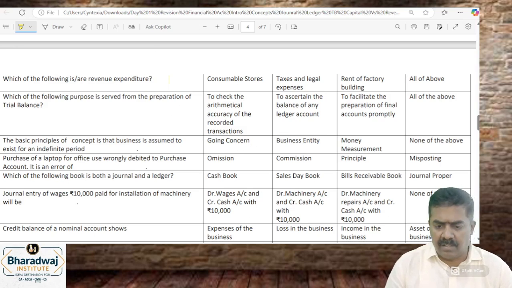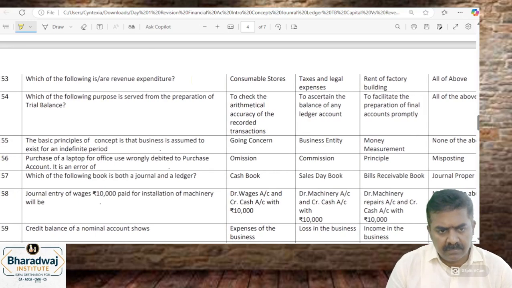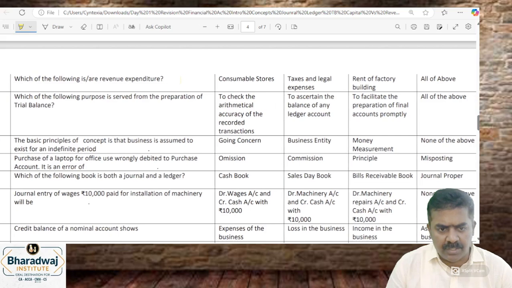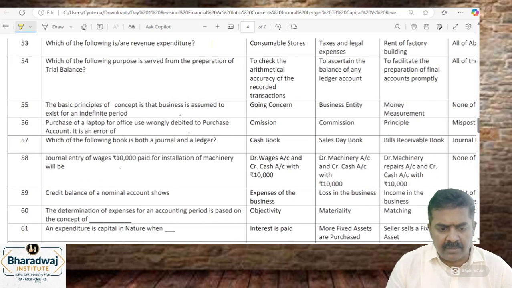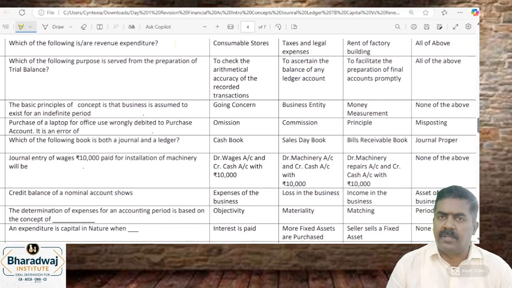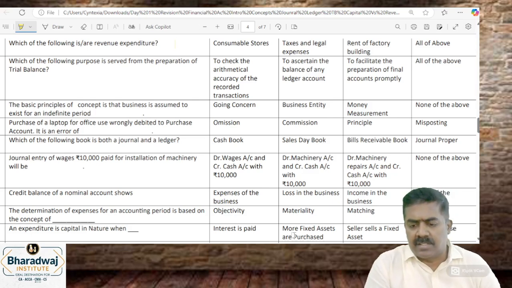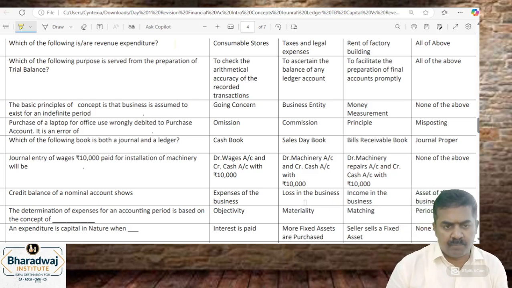Read this and try. Question number 53 onwards we'll do. Try 53 to 61. Then I'll discuss the answers.